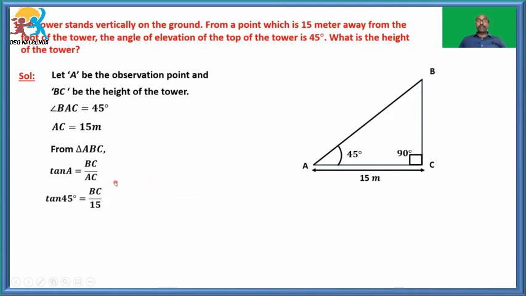Now write the values of A and AC, which we know. A is 45 degrees, AC is 15 meters. So tan 45 is equal to BC by 15. And we know tan 45 is equal to 1. So write 1 instead of tan 45. Now by cross multiplication, we get BC is equal to 15. And what is BC here? BC is the height of the tower. Therefore, the height of the tower is 15 meters. That is the solution of the problem. Okay.